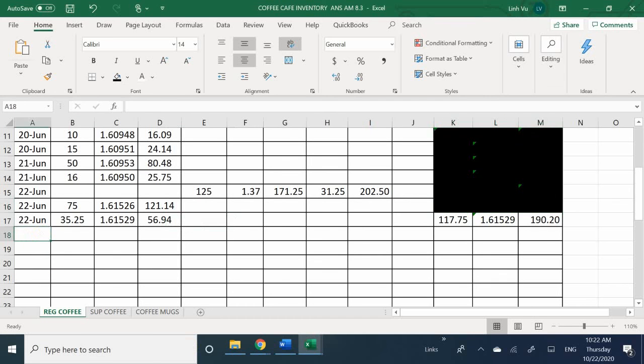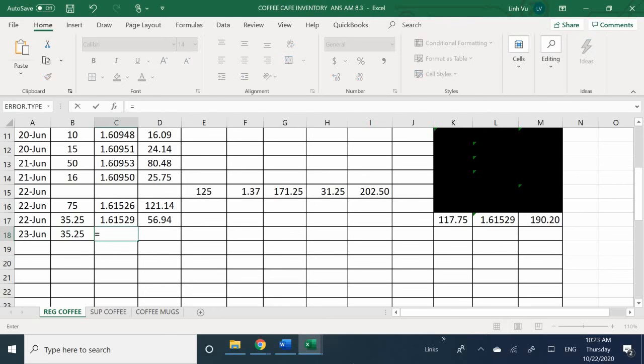All right. Regular coffee on the 23rd. We used the same amount, 35 and a quarter. $50, 56.94 should be the same. Yes, it should be the same.